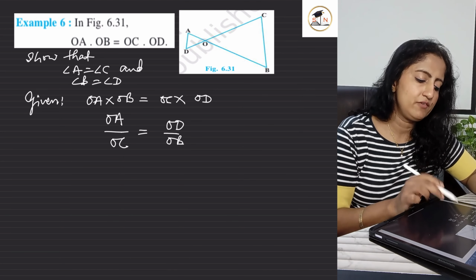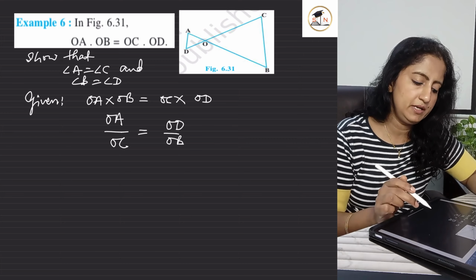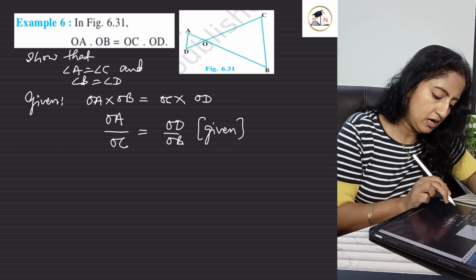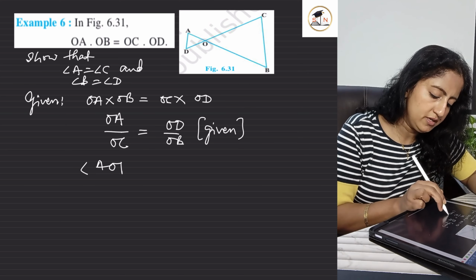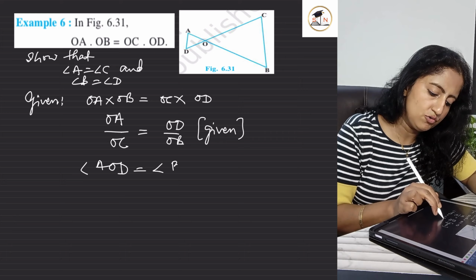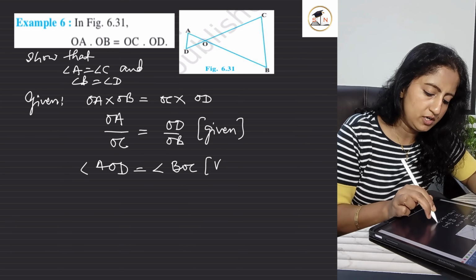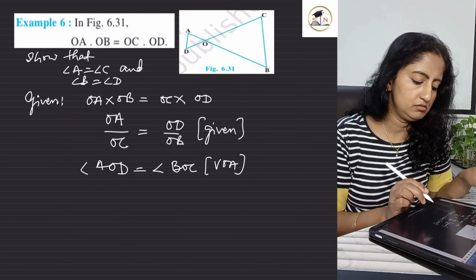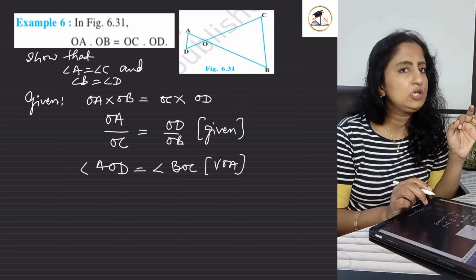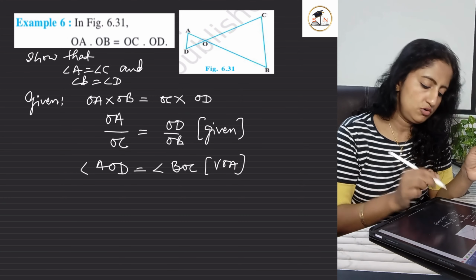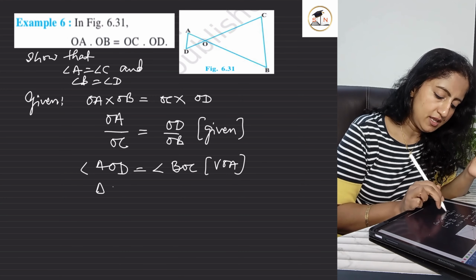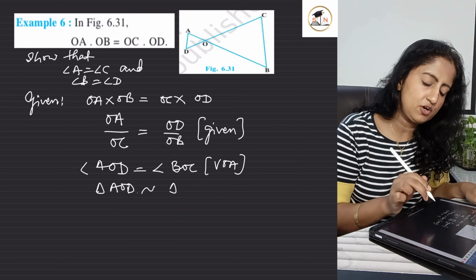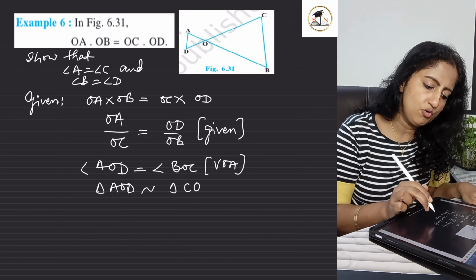Right? Now, what do we have? OA over OC equals OD over OB. And this is given to us. After that, we have angle AOD equals angle BOC by vertically opposite angles. So what did we get? We got the two sides in ratio and one of the angles included between them to be equal. So what do we get now? We get triangle AOD not equal but similar to triangle, in correspondence with A, what is there? We have COB.